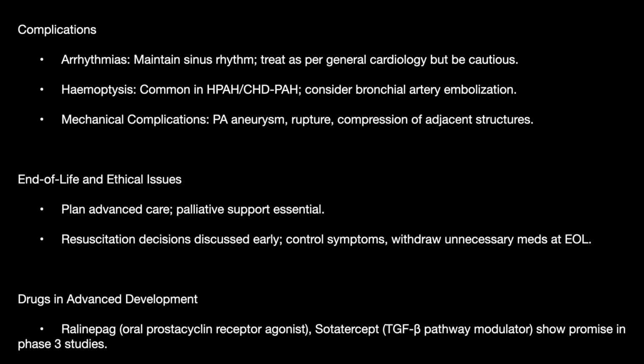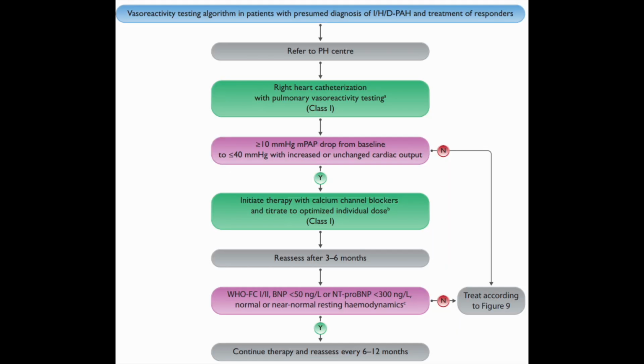Drugs in advanced development: we have ralinepag, which is a TGF beta pathway modulator, which has shown promise in the phase 3 trial. So if the patient is vasoreactive, then refer to a center. In there you do a right heart catheterization, see how the reactivity is happening. If more than a 10 mmHg drop from baseline is seen in the mean pulmonary artery pressure, or less than 40 with increased or unchanged cardiac output, initiate therapy with calcium channel blockers.